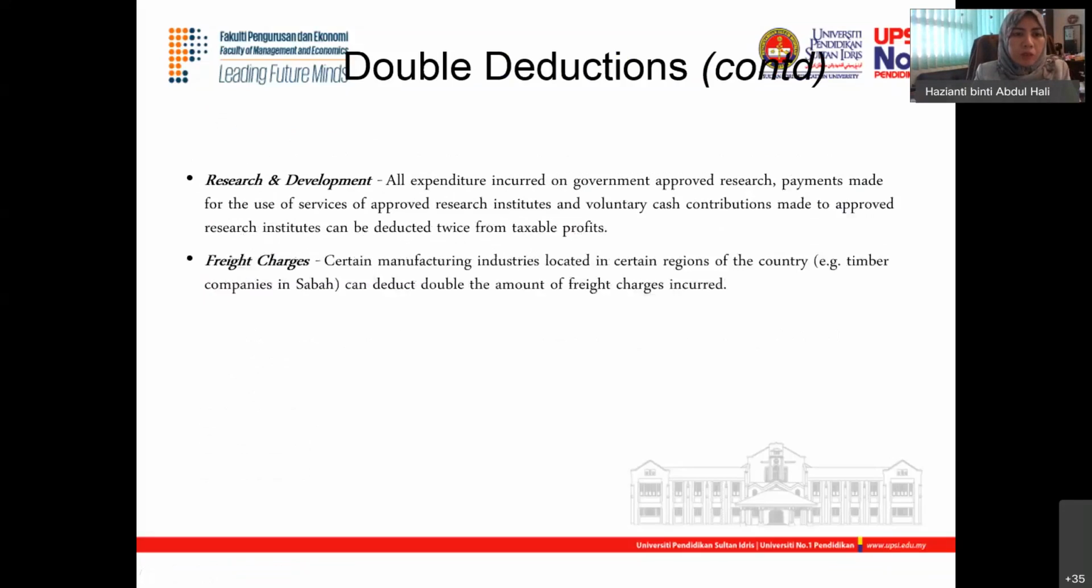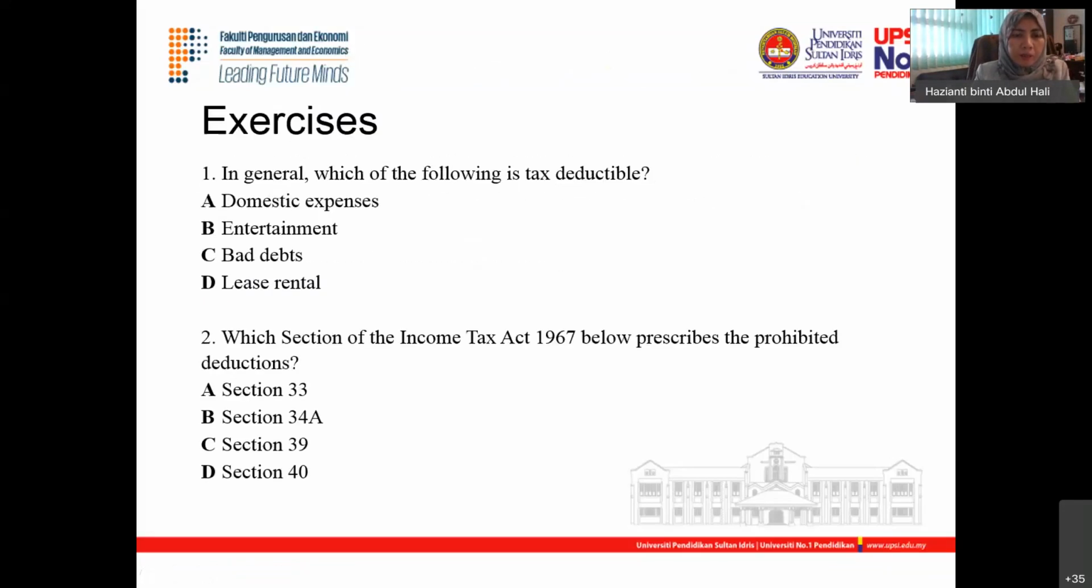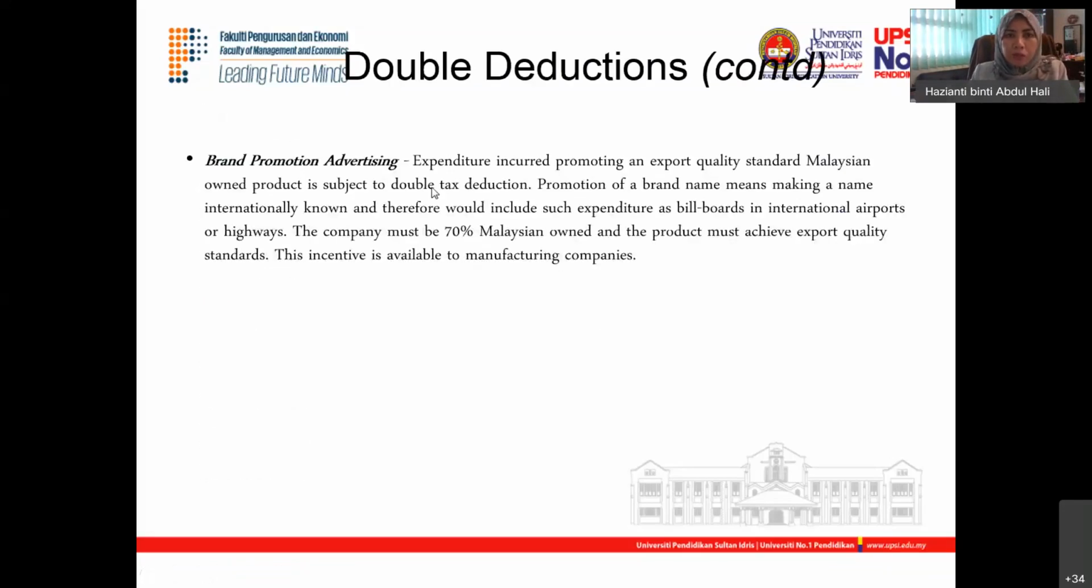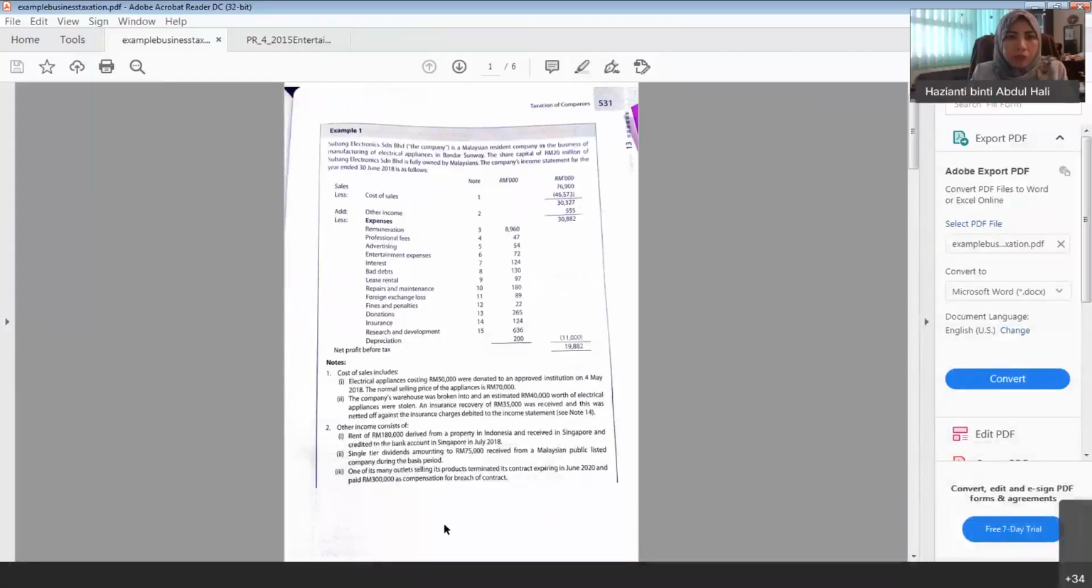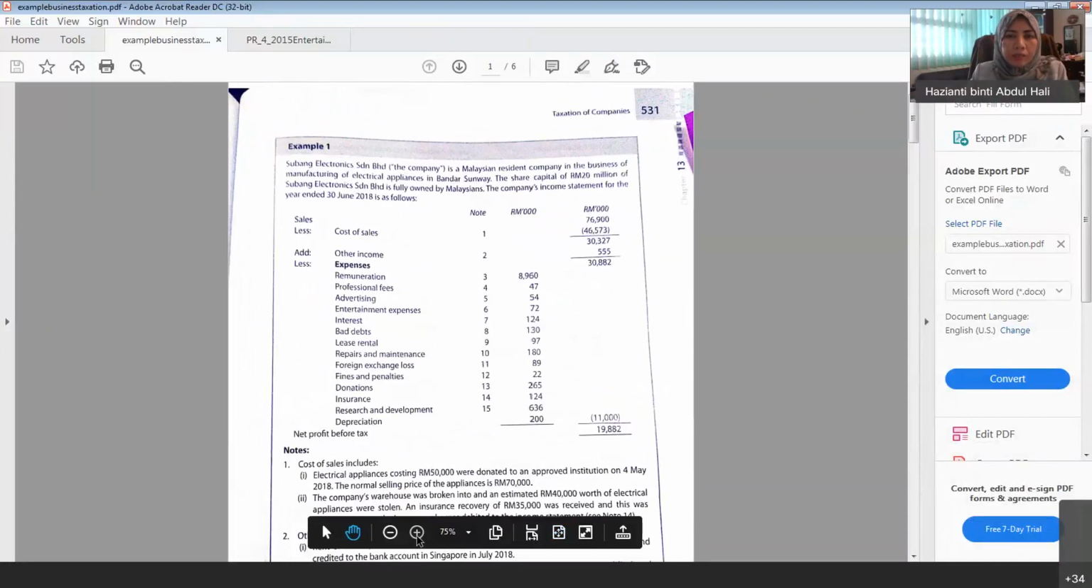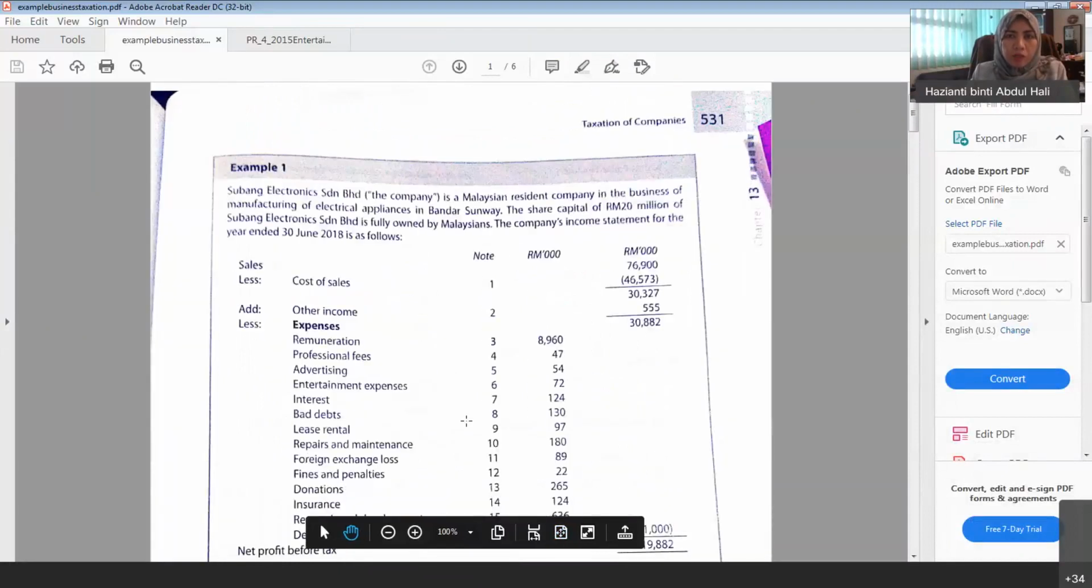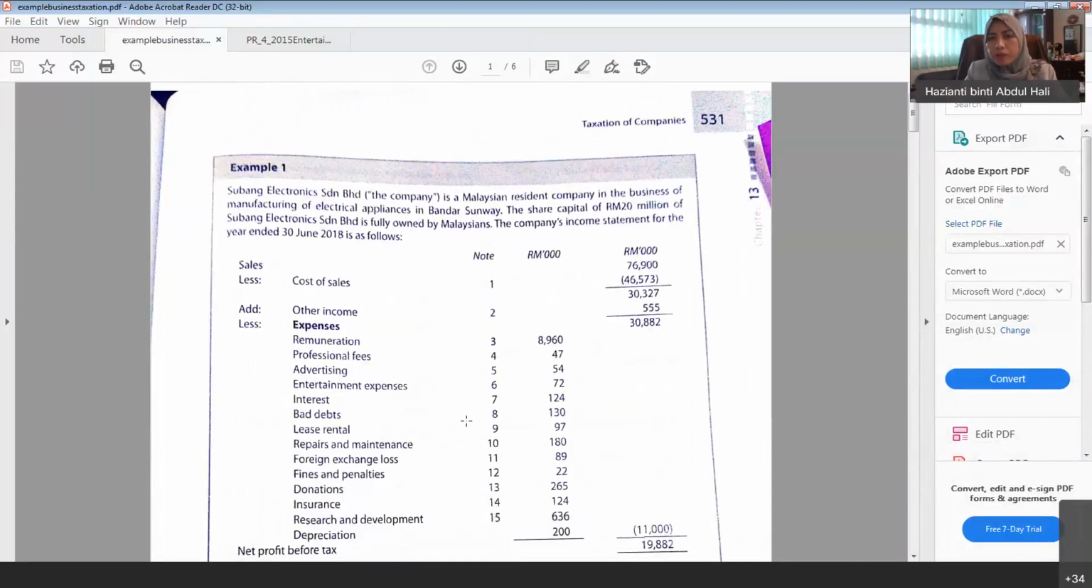Alright, so before we go to the exercise, I want you to look at the business taxation example. The one that I shared with you on my guru as well. I shared last week. Subang Elektronik. So this is how your exam question will look for business taxation. So it's a bit different from personal tax.